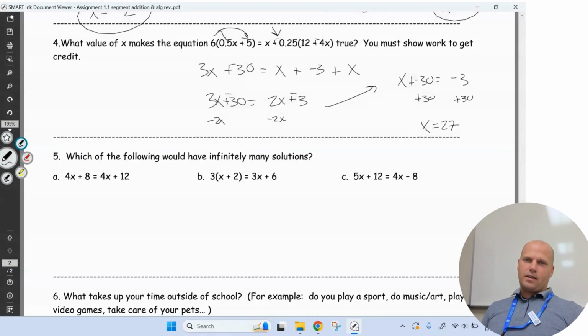I would love to go back and check. This would be a good time for a calculator. Plugging in 27 into both sides of the equation, making sure that everything works out.